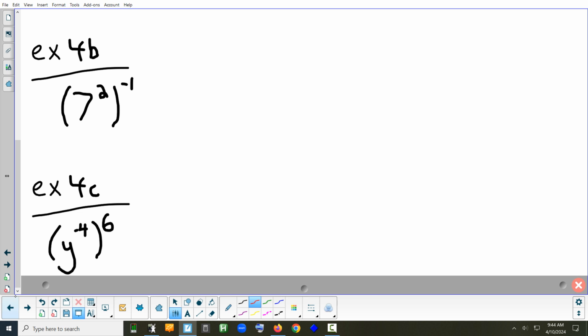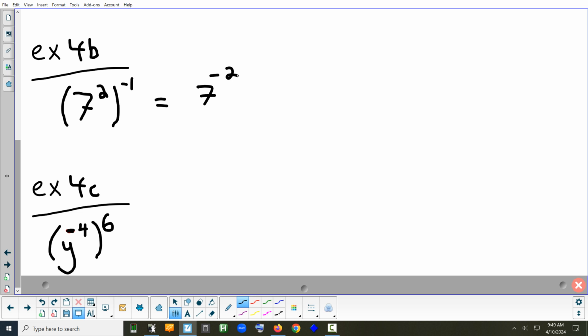So if you can't read it, 4b is 7 squared to the negative 1. And 4c is y to the negative 4th to the 6th. All right, let's look at this one, or these two. So when you have a power raised to another power, what do you do with your exponents? Multiply. So that's going to be 7 to the, what's 2 times negative 1? Negative 2. That's 7 to the negative 2.